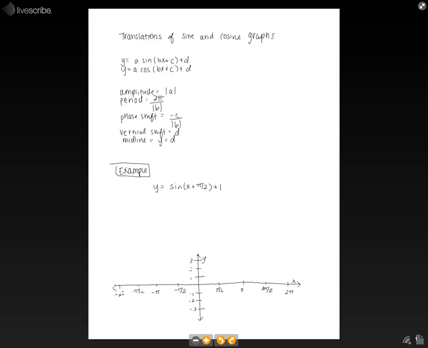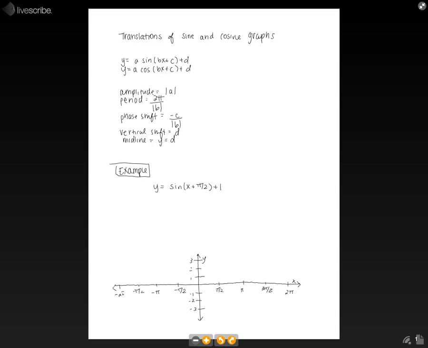In this video, we're going to talk about the translations of the sine and cosine graph. So I have written the general form of both sine and cosine. So y equals a times sine quantity bx plus c plus d, and y equals a times cosine quantity bx plus c plus d. So the amplitude is defined as the absolute value of a.